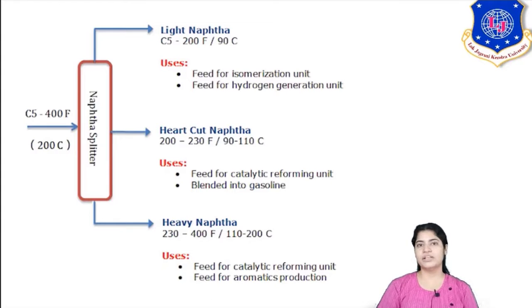To make another kind of blend, as we discussed, about 40 types of gasoline are there. Some are directly added into the finished form of gasoline, and some are sent to the reformate unit to improve their characteristics. So your whole naphtha is sent to different units. Light naphtha is sent to the isomerization unit and hydrogen generation unit. The hard cut naphtha is sent to the catalytic reforming unit and can also be used as a blend. Heavy naphtha is again sent for catalytic reforming. So you can see the different cuts of naphtha are used in various other units.